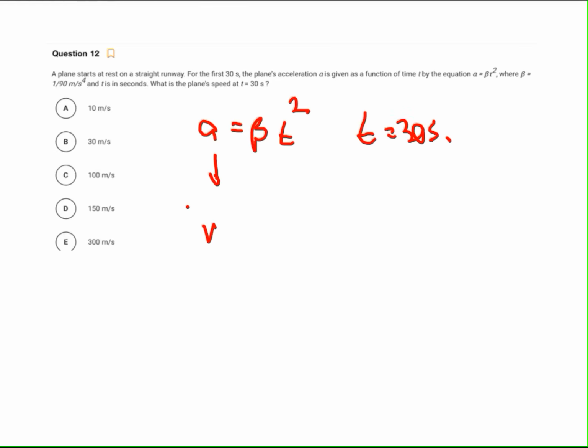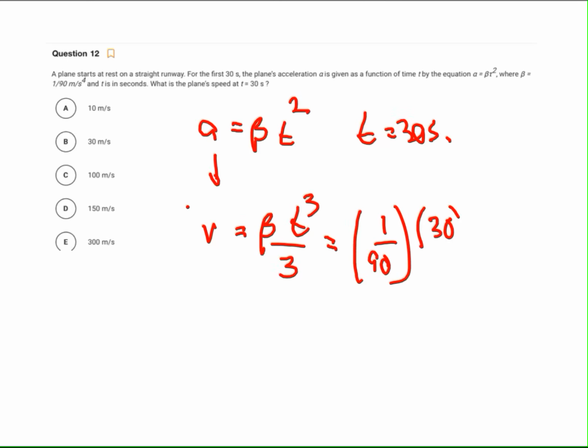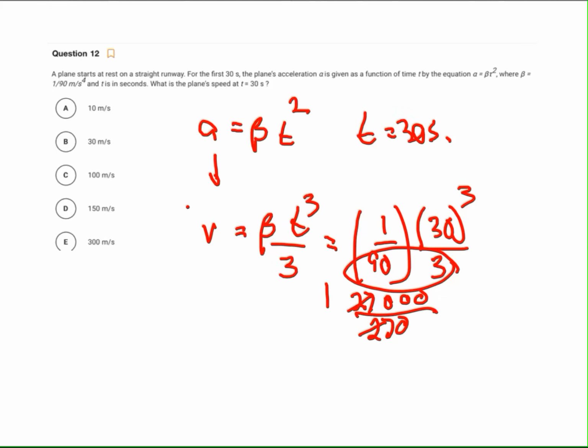So to go from a to v, we have to do the integral. So we got beta t cubed over 3. Once we do that, we just plug in the value they give us, which is 30 seconds. So we got 1 over 90, which is what they told us beta was, times 30 cubed over 3. The bottom ends up being 270. The top ends up being 27,000. This and this become 1, and we end up with an answer of 100.